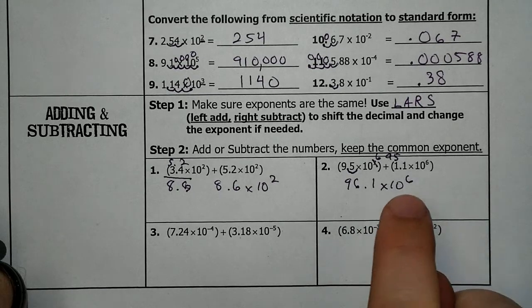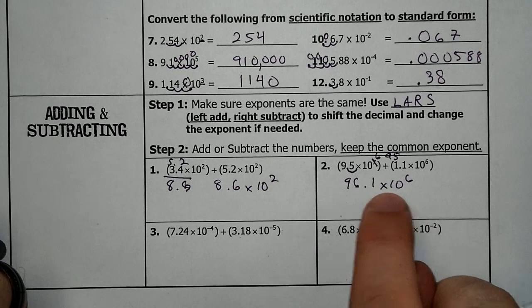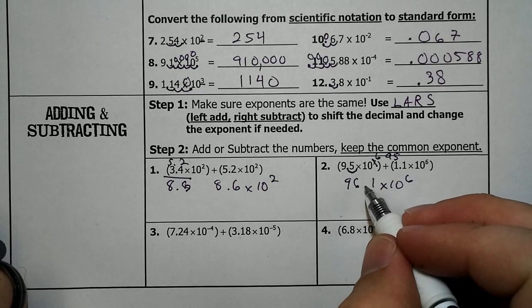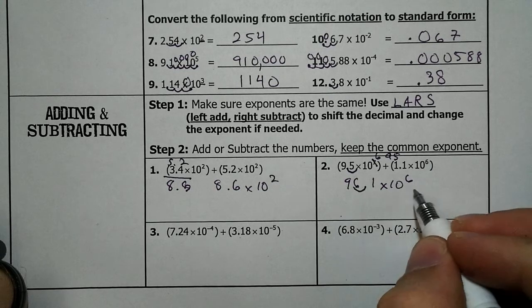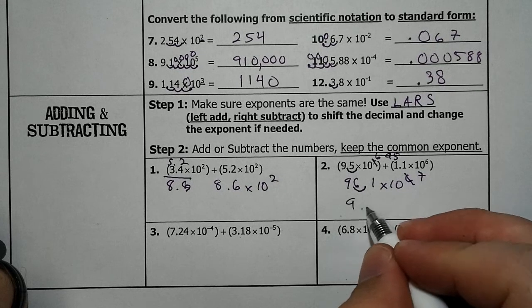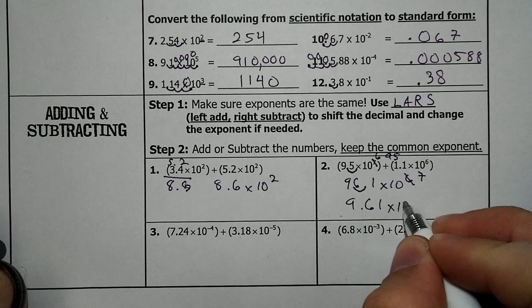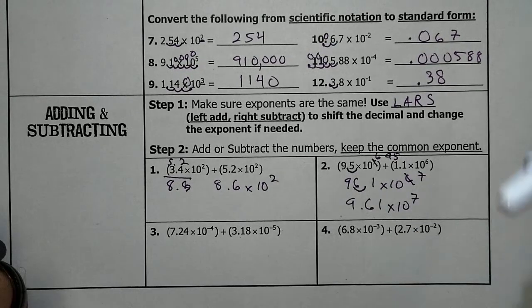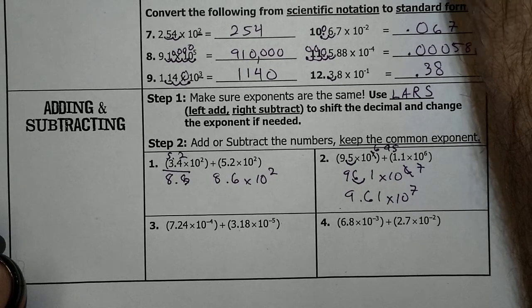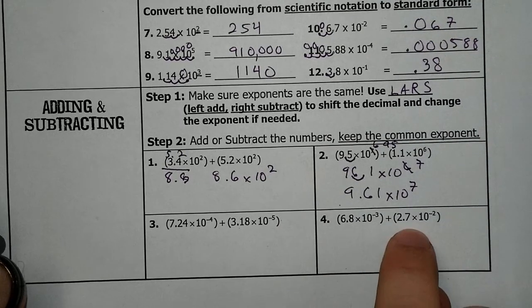Now, there's one problem with this. The problem with this is my decimal number is now a lot bigger than 10, so I need to move this one backwards. When we move one backwards, this is going to go up to 7 again. So 9.61 times 10 to the 7. You want a decimal number that is still in between 1 and 10.